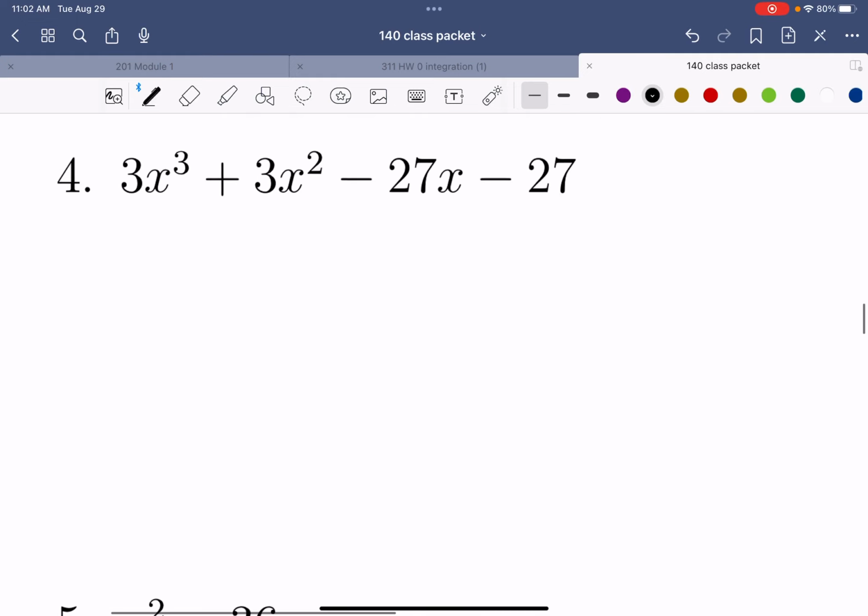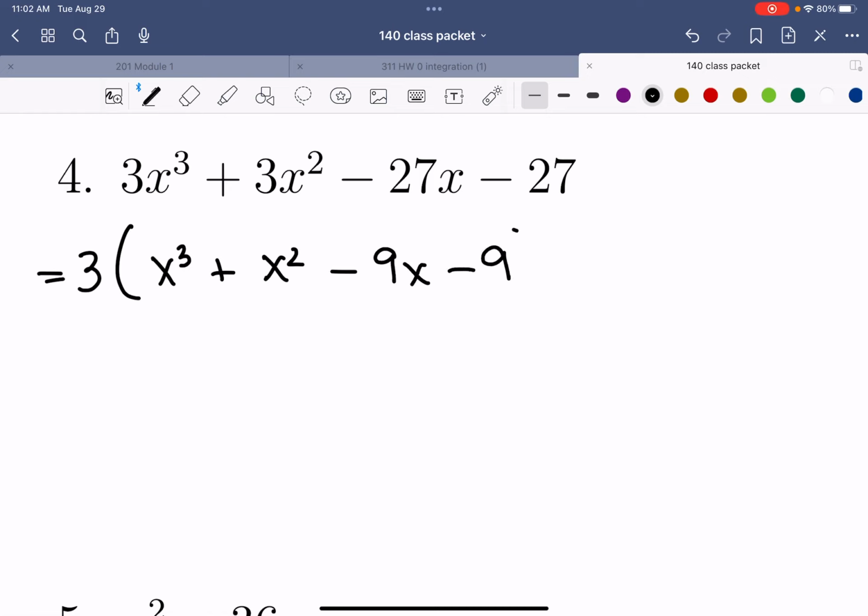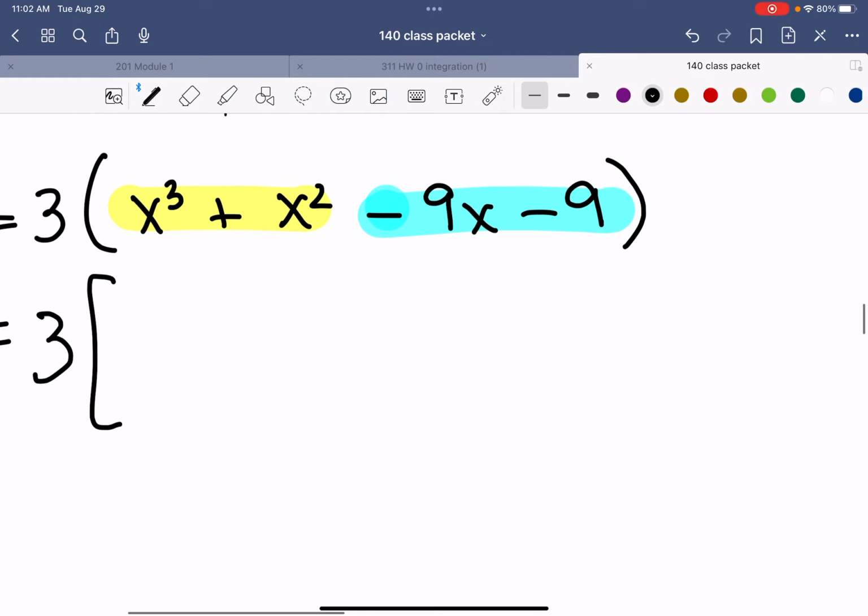All right, number 4. We've got 4 terms here. And they do actually all have a 3 in common. So let's go ahead and take that 3 all the way out to start us off. So if we take out a 3, that's going to leave me with x cubed plus x squared minus 9x minus 9. Okay. Now, I still have 4 terms here in the middle, and I'm going to group 2 at a time. So I'm going to take these 2, and then I'm going to take these 2. So for the yellow ones, and I'm going to leave this 3 out front, and I'm going to make it a big bracket so that I have some room to work with.